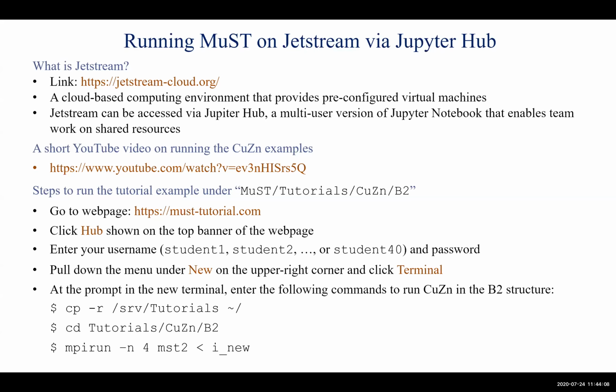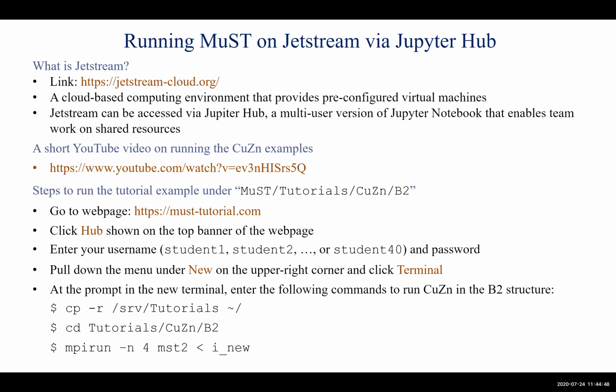So first thing when you log in, you just copy that directory, /srv/tutorials, to your own directory. Now you have a tutorials directory in your own home directory. You go to that directory, and you will see tutorials. There's a CuZn example there. Under CuZn, there are 3 different examples. One is B2, one is BCC, which is a disordered structure, and supercell, which is a 16 atom supercell. All right, so there are 3 different structures for CuZn. Let's start with B2.